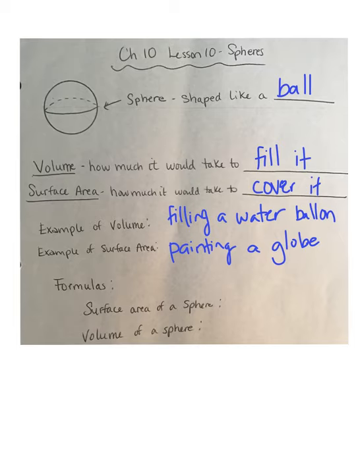So the formula for surface area is 4 times pi times r squared. The volume of a sphere formula is way more complex. That's 4/3 times pi times the radius to the third power. Okay, so you're definitely going to want to have those written down somewhere.